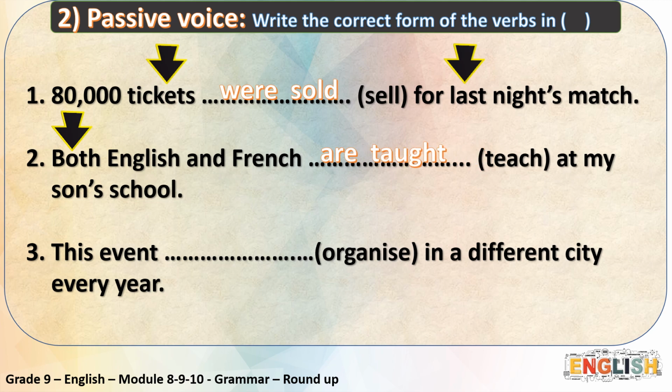In sentence number 3, this event organized in a different city every year. We are talking about something that happens every year, which is a fact. So we use the present simple. Then the subject here, event, is singular. So the best answer is organized.